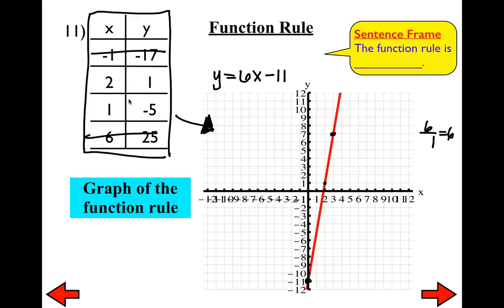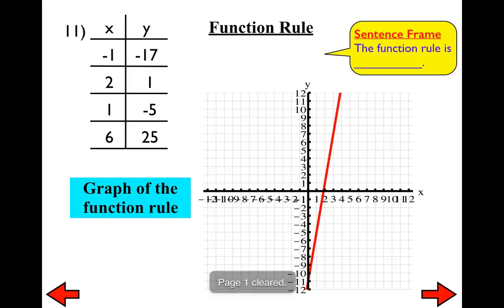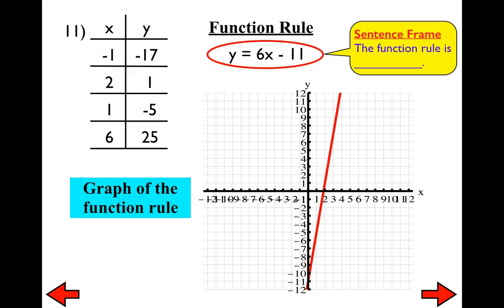So you want to be able to do both, looking at a table, guessing and checking, as well as graphing and recognizing those important features, which are the slope and the y-intercept. So I would say here, the function rule is y equals 6x minus 11.